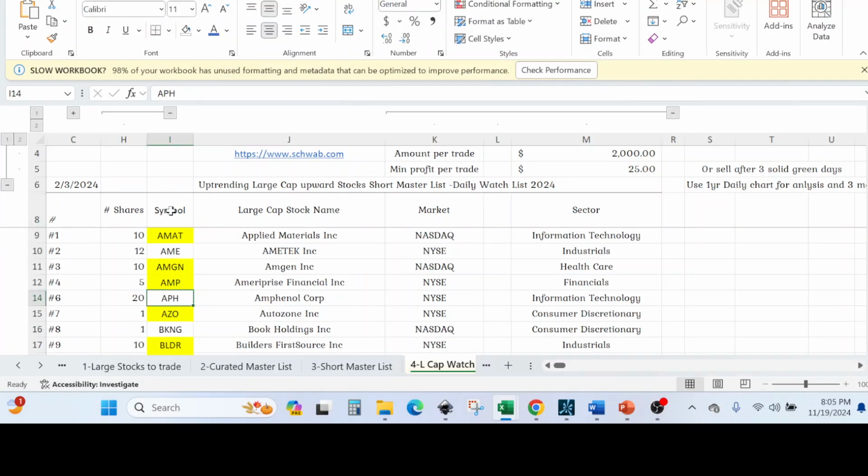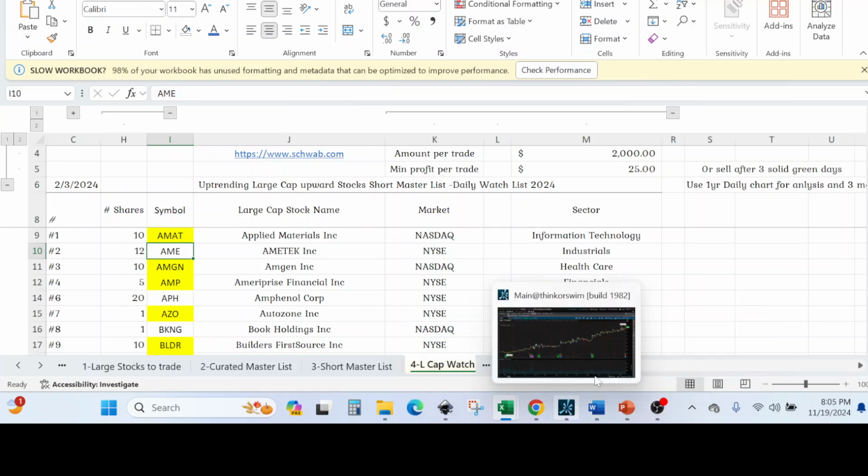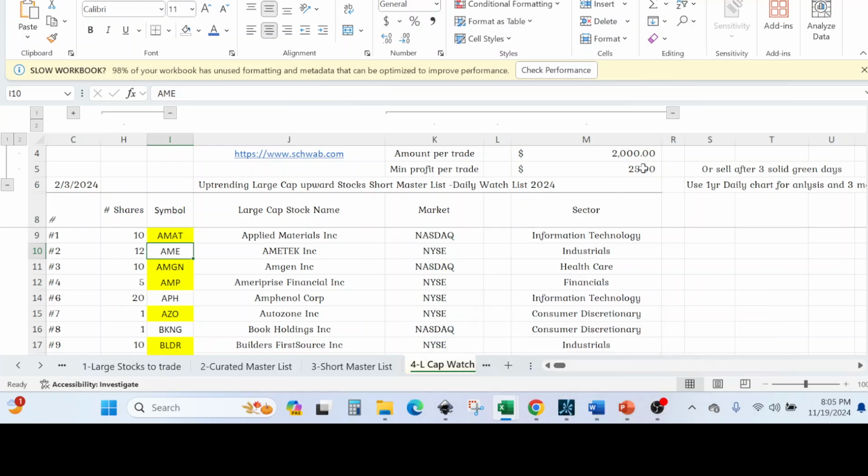The ones that are highlighted are already in the portfolio, and having them in the portfolio, I'm not going to buy them again until I sell them. And the goal to sell is that we spend on average about $2,000 per trade, and when the profit reaches about $25, we just sell it to lock in that profit.